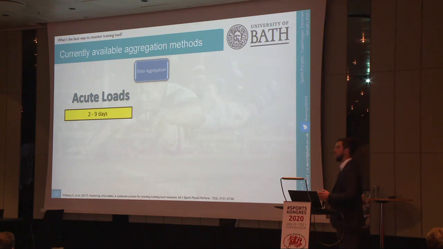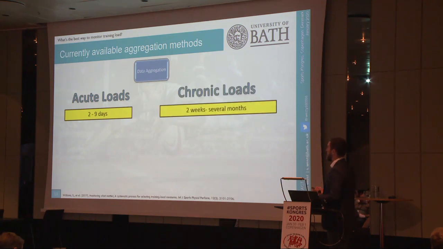So the first was acute loads. Depending on what sport you're working in or what papers you read, you can see anywhere from between 2 and 9 days as being an acute load. And often this is referred to as your fatigue loading. And then you've got chronic loads, which, again depending on the paper you're looking at, can be anywhere from between 2 weeks to several months. So those are the 2 main ones, and that is potentially said to represent more of a fitness element.